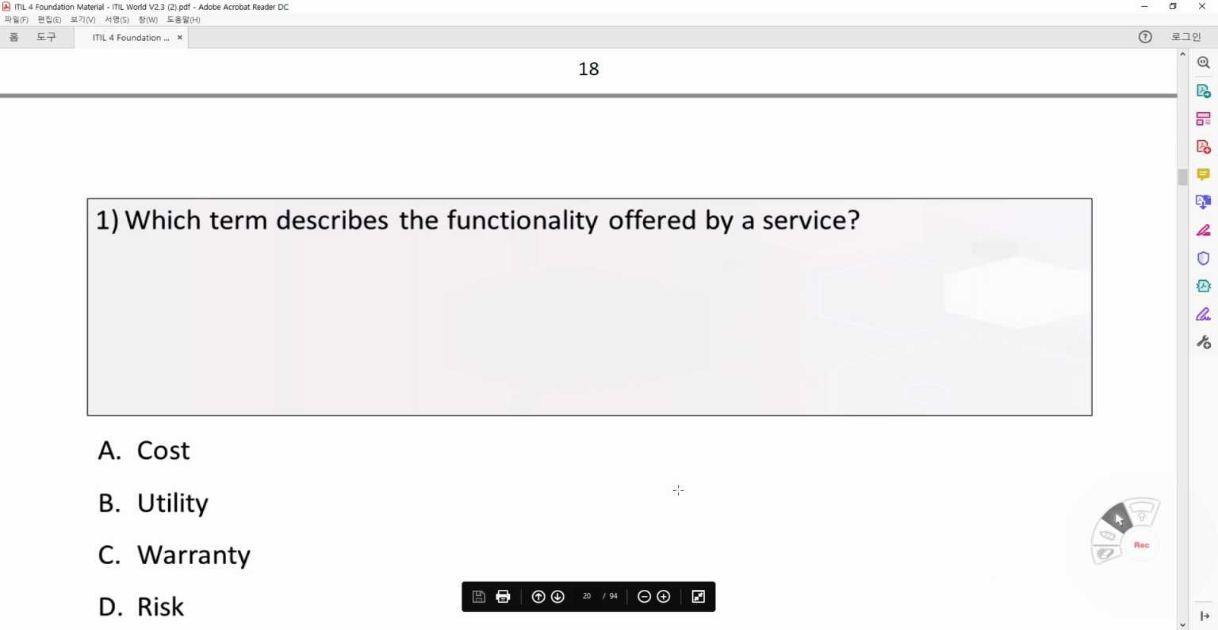Which term describes the functionality offered by the service?